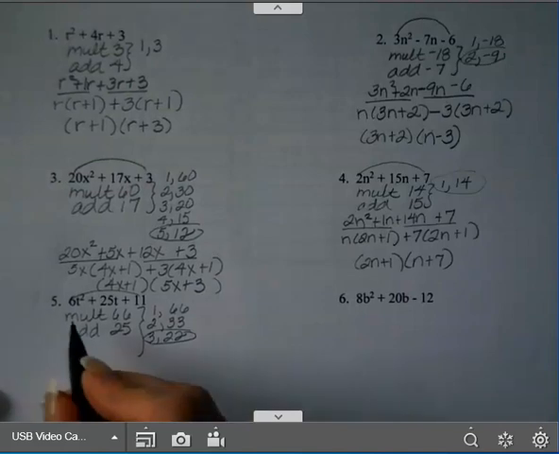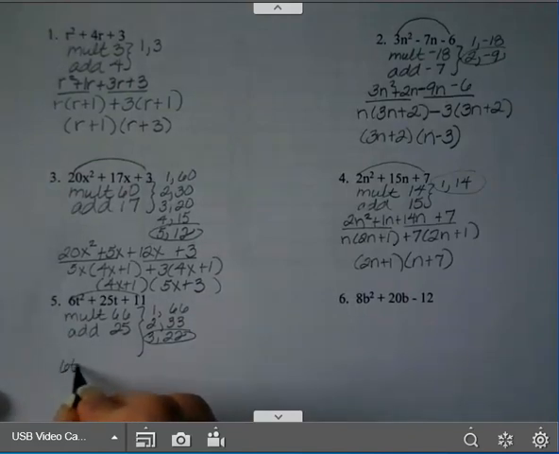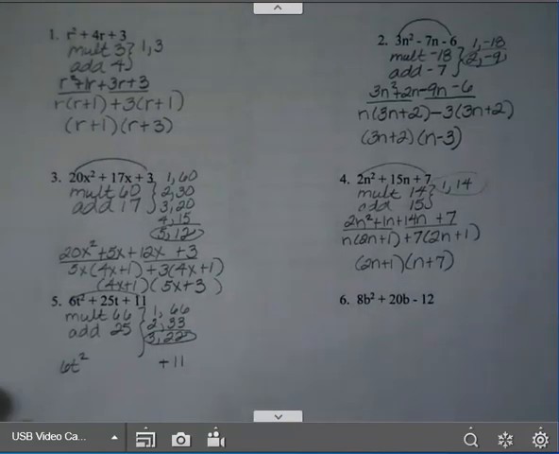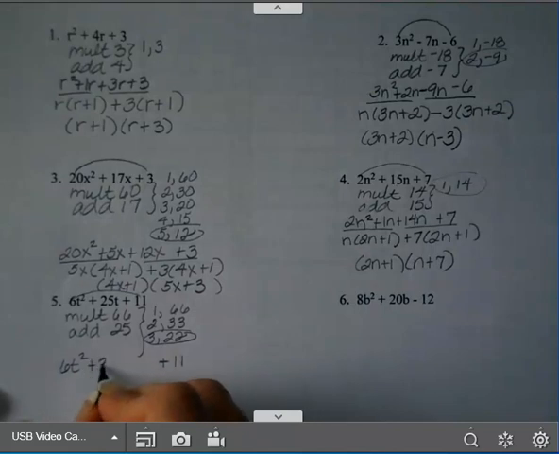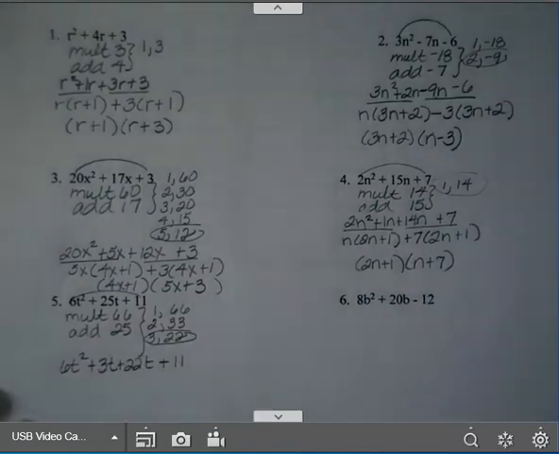Go ahead and write your first term and your last term down. And the middle term, instead of writing 25t, I'm going to write 3t plus 22t. That is step 3. Step 4, I'm going to group each set. The first group has a 3 and a t in common. Divide each of these by 3t, you're left with 2t plus 1.